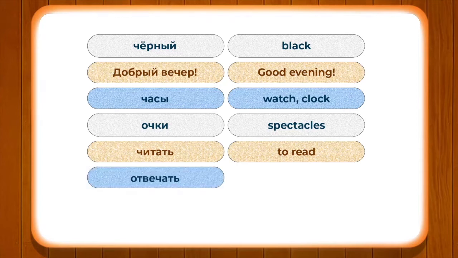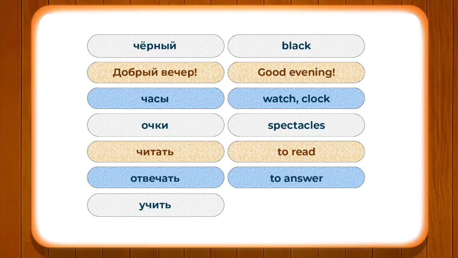Then the next verb we have is отвечать. Отвечать means to answer. It is from the word ответ, which means answer. Then we have учить. It is also a verb which means to study. So I would like to request you all to note down any special thing or concept which you think is important, as well as all the words, verbs and expressions which we are dealing with.